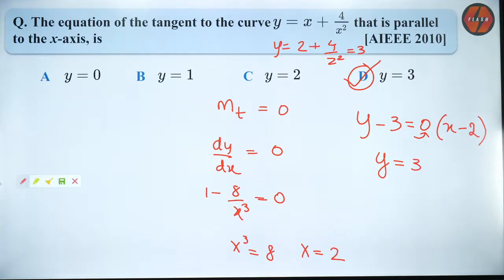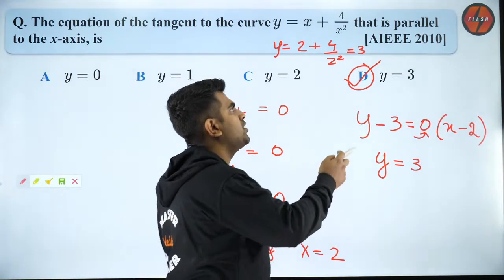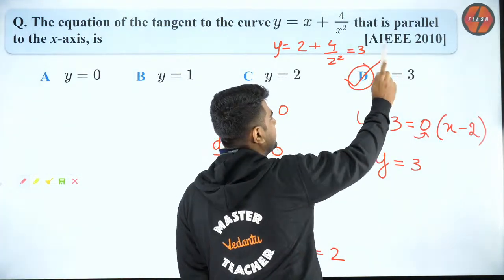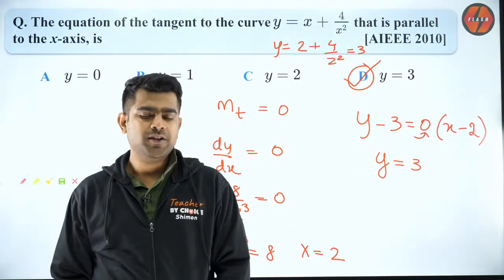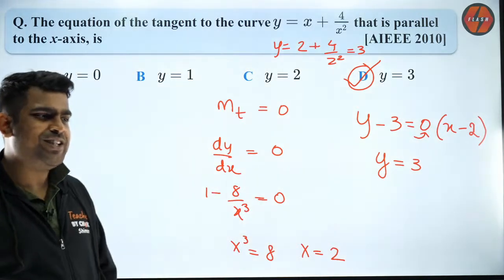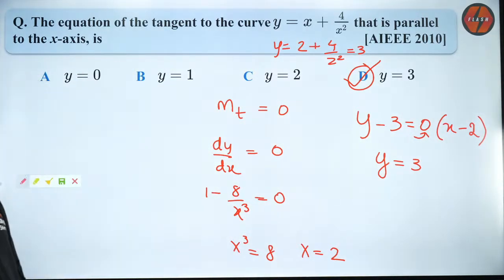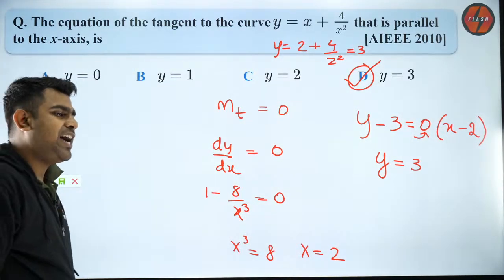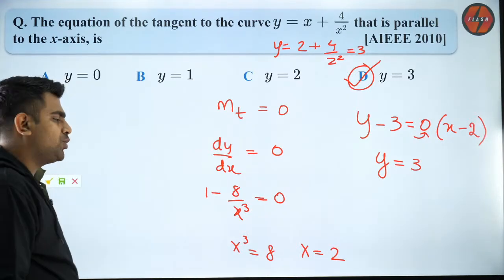Very simple. So this is how you get questions. So if you look at it, this was an IEEE question. So IEEE is nothing but your JEE mains. So before 2013, it was called as AIEEE, which is All India Engineering Entrance Exam. Okay, so that got changed to JEE Mains. Got it?